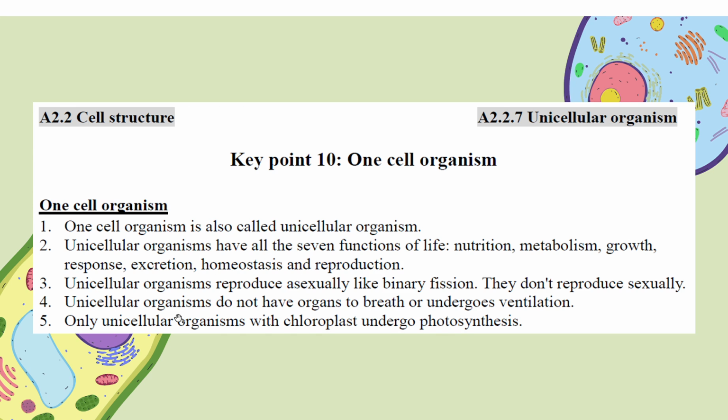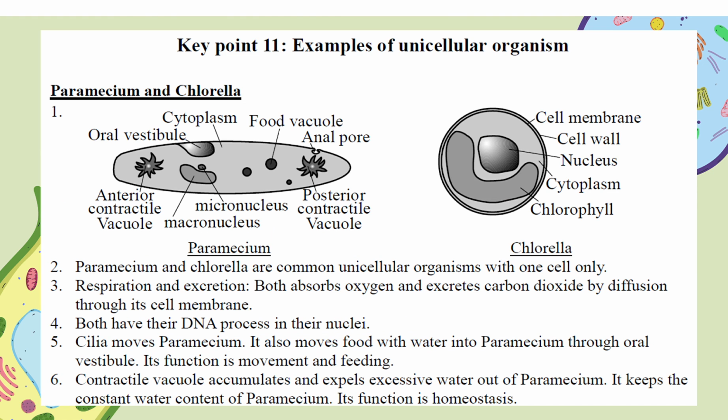And unicellular organisms do not have organs to breathe or undergo ventilation. And no specialization of the cell, just one cell. Okay, right? Only unicellular organisms with chloroplast undergo photosynthesis. There's a one cell organism that can perform photosynthesis. We'll learn one later, right here. So it's an example of a unicellular organism.